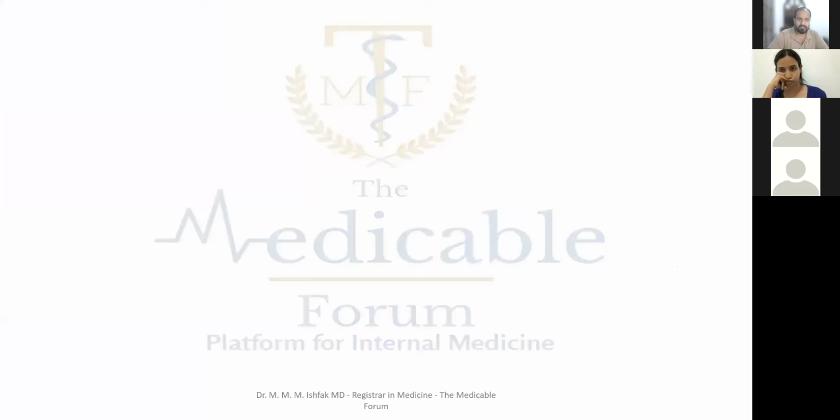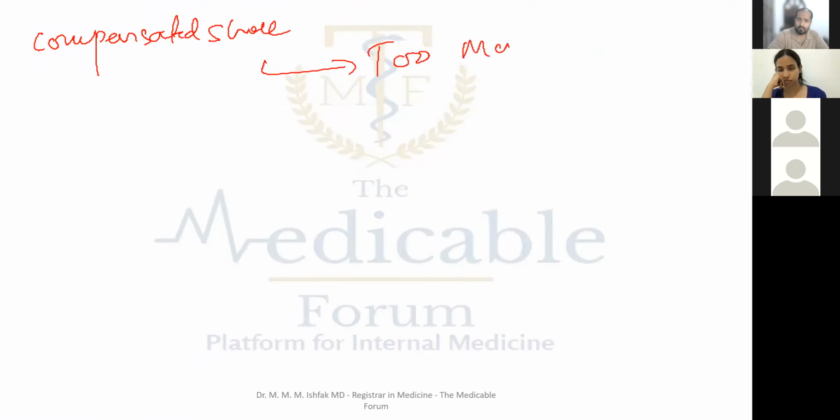Right. So, this is compensated shock in a patient who has already been given too much fluid. Now, if you give another bolus of fluids, what will happen? Just imagine in recovery, when all the fluid comes back, the patient will go into fluid overload, pulmonary edema, heart failure, death.